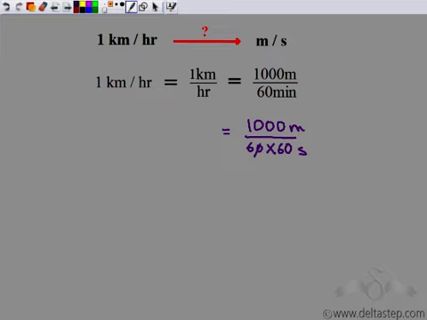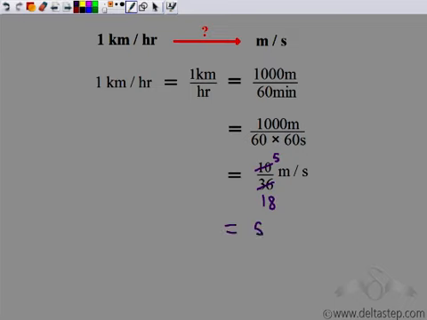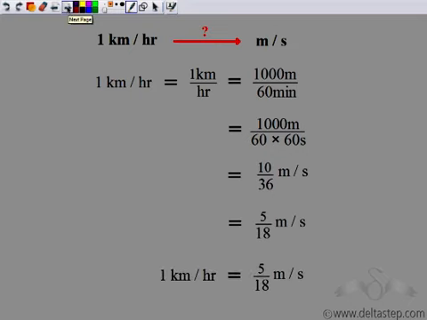So this turns out to be, I can cancel out the zeros. This turns out to be 10 by 36 meters by seconds. So 10 by 36, which is nothing but 5 by 18. So this is equal to 5 by 18 meters per second. This is what we get. That is, 1 kilometer per hour is equal to 5 by 18 meters per second.